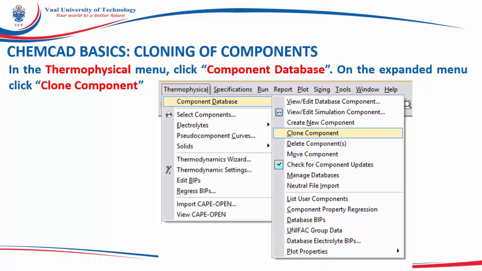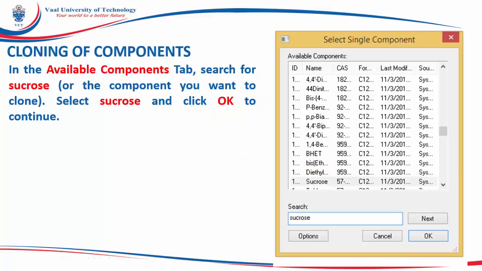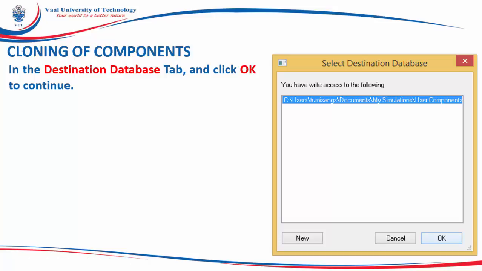In Chemcad, where you would do this, you would go into the thermophysical menu, and then you click component database. On the expanded menu, you click clone component. In the available components tab, you can search for sucrose or any other component that you want to clone. For us here, we'll be cloning sucrose. You can then select sucrose and click OK to continue. In the destination database tab, click OK to continue, which basically tells you where the component that you are writing would be stored.